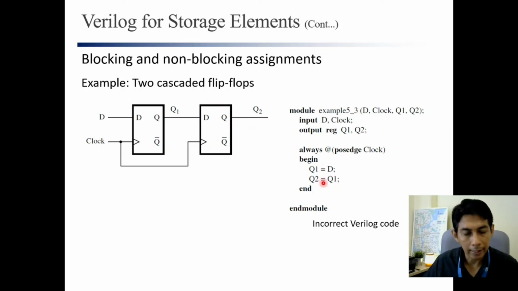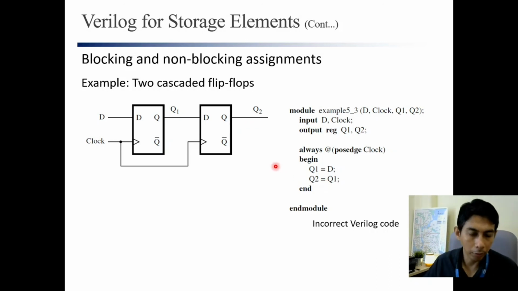And when we design the flip-flop using blocking assignment like this, it should be correct, right? Q1 is equal to D, or Q1 is assigned D. D is assigned to Q1, and Q1 is assigned to Q2. Like this should be correct, right?